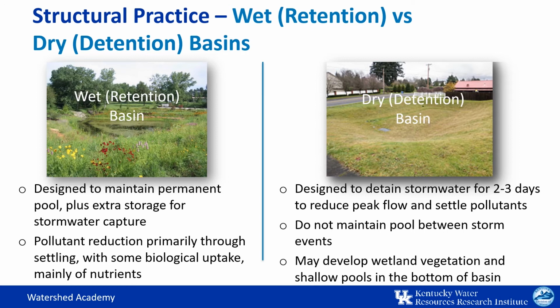We now want to look at two different structural practices that are often confused because they have very similar sounding names. That is the retention basin and the detention basin. The retention basin is also known as a stormwater pond or a wet pond, and it's designed to maintain a permanent pool. It does provide some extra storage, but the pool is going to be there constantly. And the goal is that the pollution that flows into that will be treated through biological uptake, so primarily addressing nutrients and sediment via a retention basin.